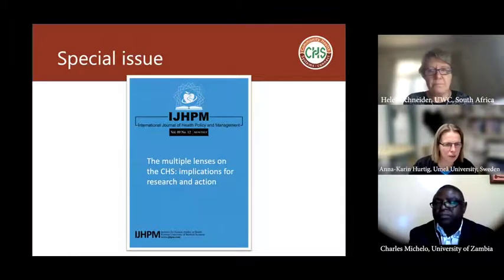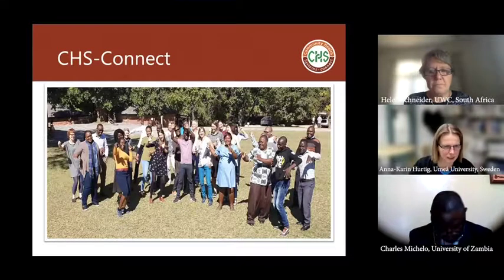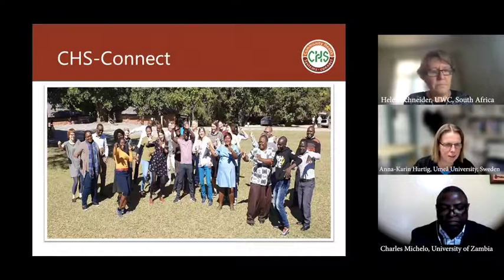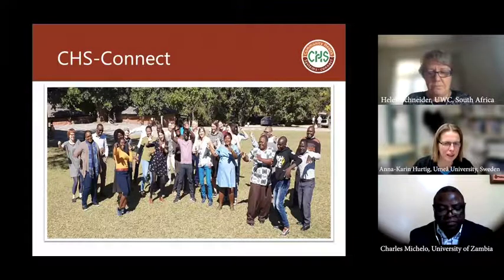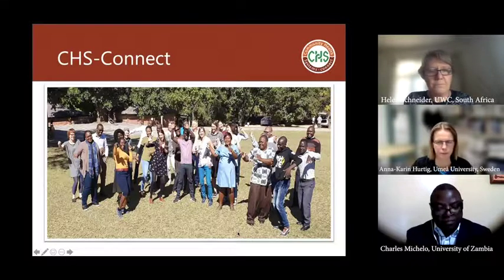This has been funded by South African NRF, Swedish STINT, and a network grant from the Swedish Research Council. The collaboration has drawn in a wider network of researchers, practitioners, and decision makers, today forming CHS-Connect. With an explicit interdisciplinary focus, this network aims to enhance research capacity and competence for designing and conducting embedded health policy and systems research in order to build inclusive, socially accountable, and resilient community health systems.